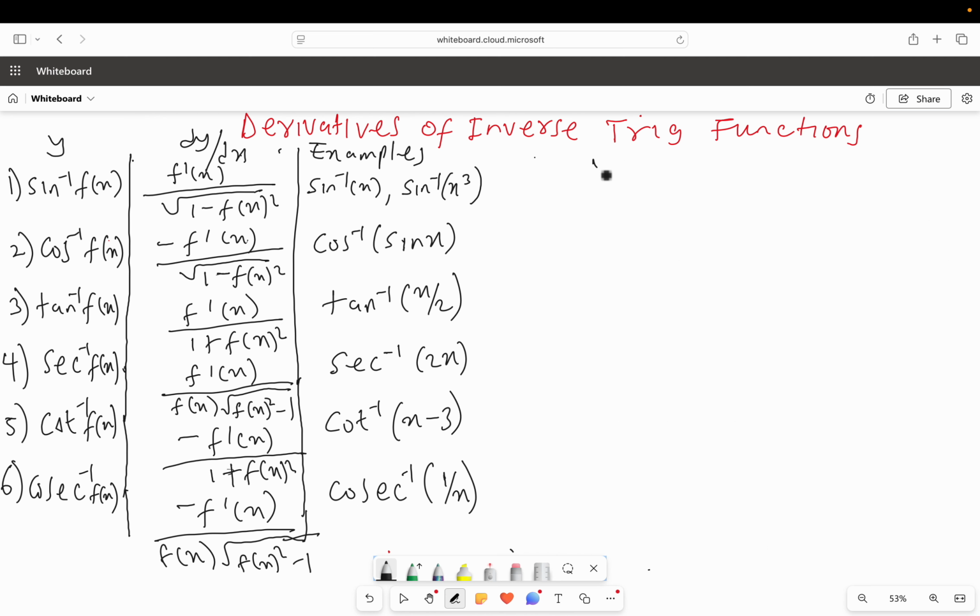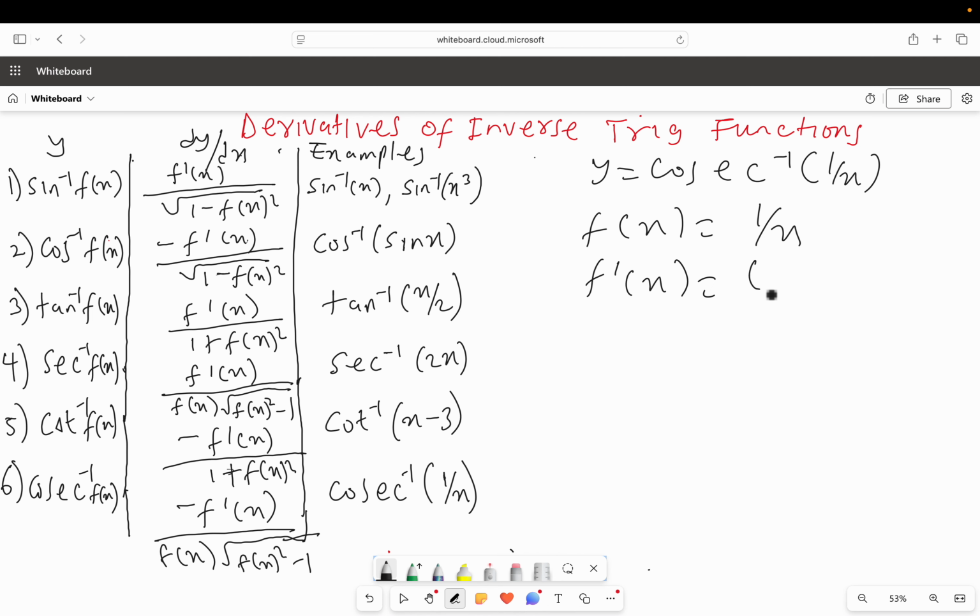So let us see an example. y is just cosec inverse of 1 over x. So it means my f of x is 1 over x. So my f prime of x will just be ln x. So dy dx will just be minus ln x divided by 1 over x times the square root of 1 over x squared minus 1.